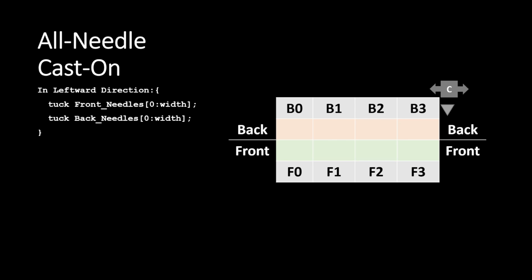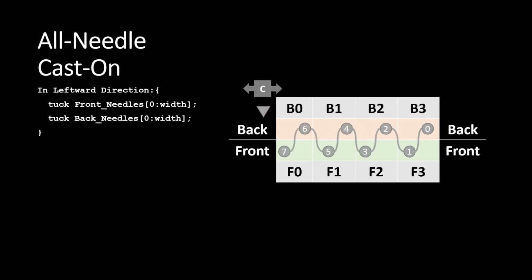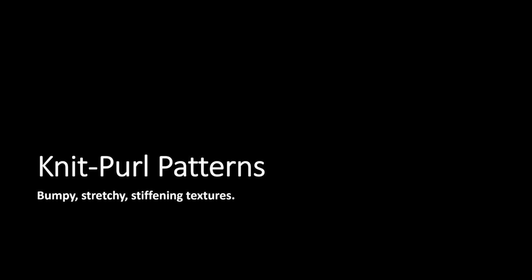Next, for an all-needle cast-on, we are able to tuck on the front and back needles all at once. So in a leftward direction, we knit in this particular order. Because they're alternating across the front and back beds, this is a more stable feed. Now that we've established our cast-ons, let's look at some common knit and purl patterns. This will allow you to create textures that are bumpy and stretchy and stiffen your fabric in different ways.